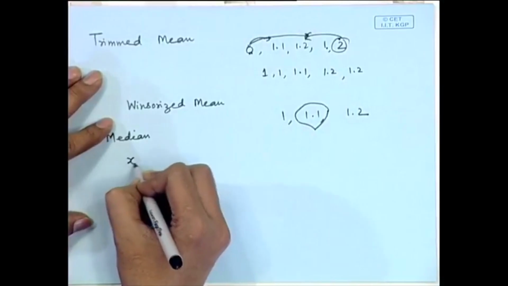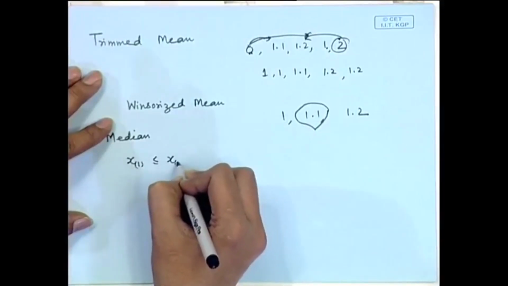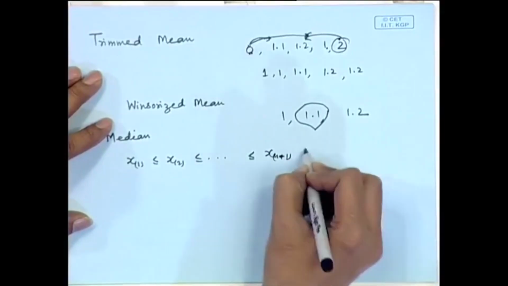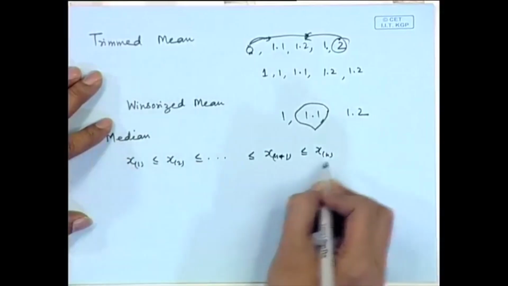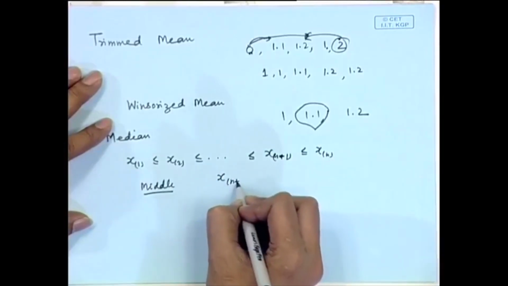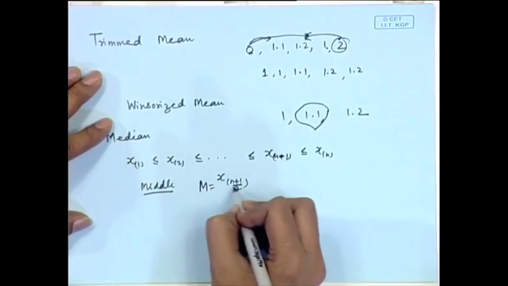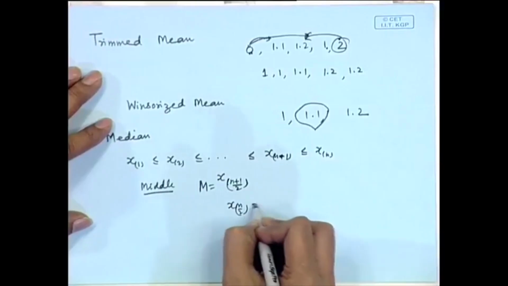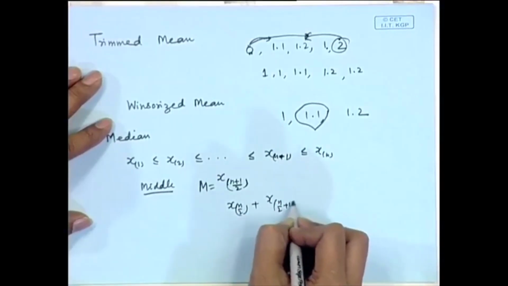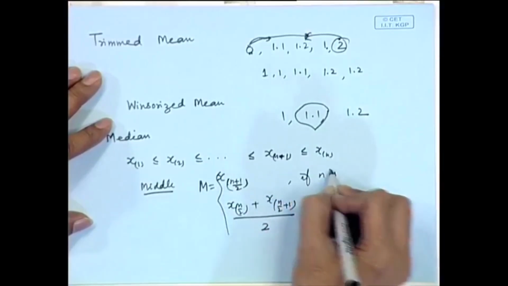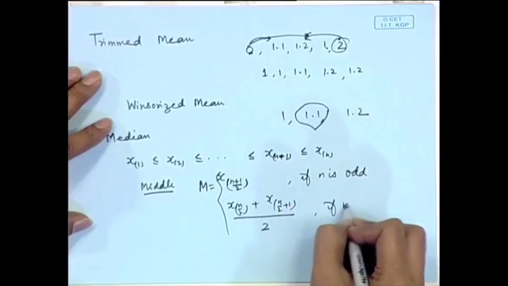So, what we do, we order the values x 1 less than or equal to x 2 less than or equal to, and so on, up to x n minus 1 less than or equal to x n. So, for any sample of n values you order them and look at the middle. That means, if n is odd, it will be the x (n plus 1) by 2 value, or if n is even, it will be the x n by 2 plus x n by 2 plus 1 value divided by 2.